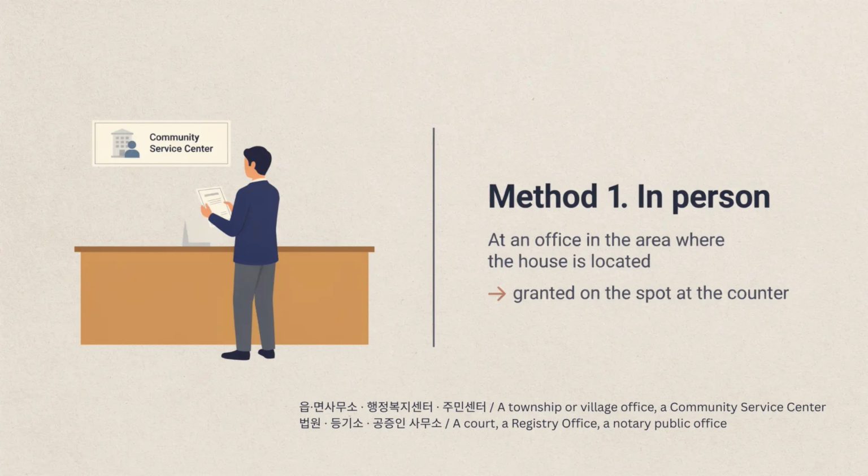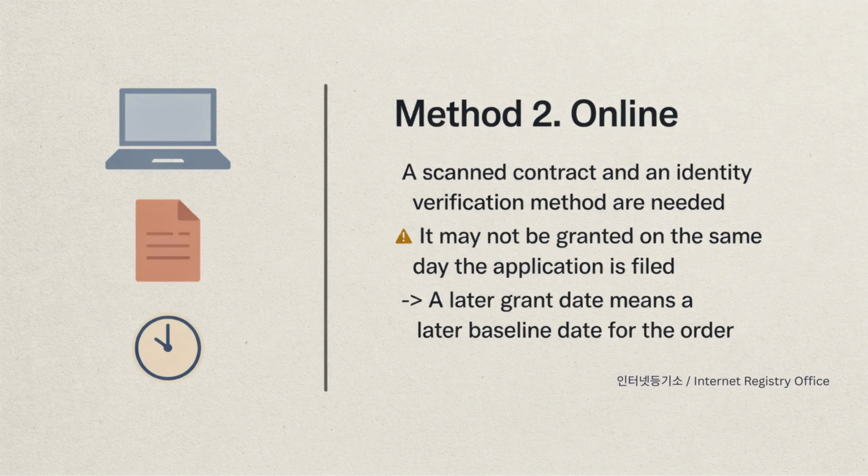The advantage of this method is that it is handled on the spot at the counter. The original contract comes back with the date stamped in the margin. The second method is online. An application can be filed through the Supreme Court's Internet Registry Office. The contract is scanned or photographed and uploaded, and identity verification follows.